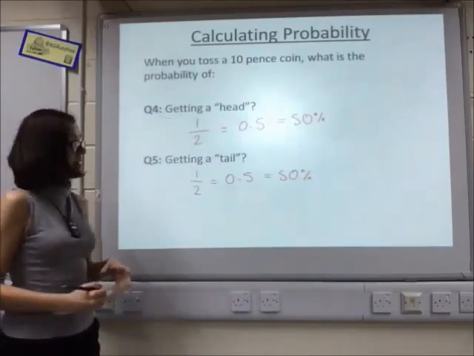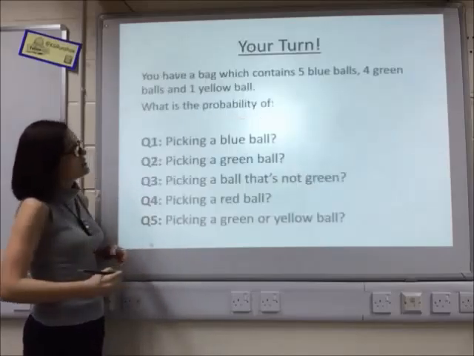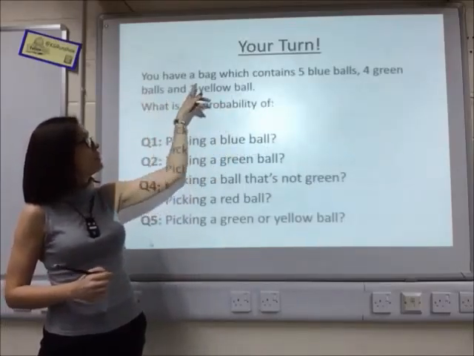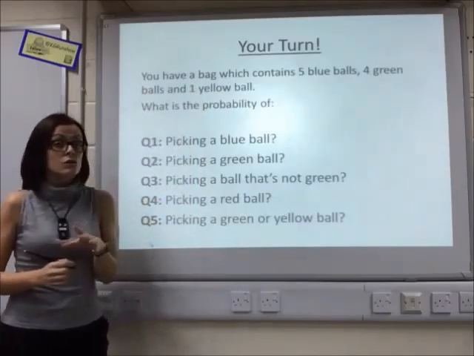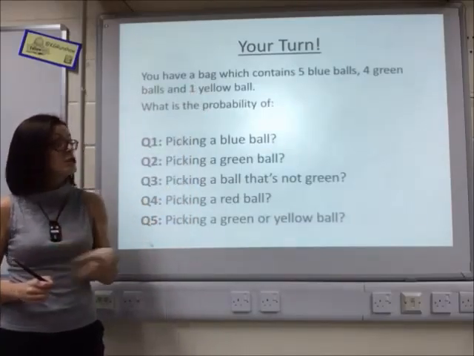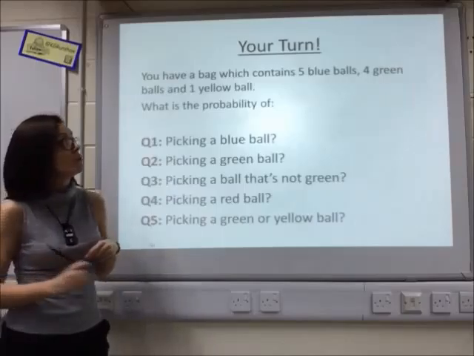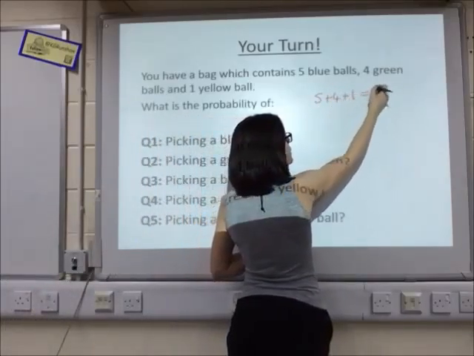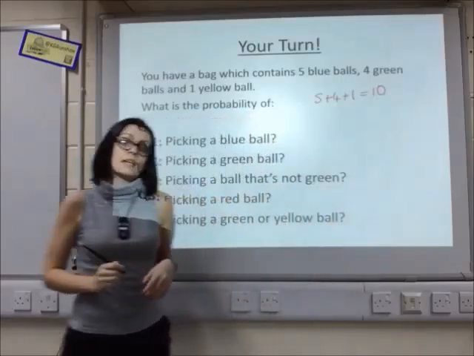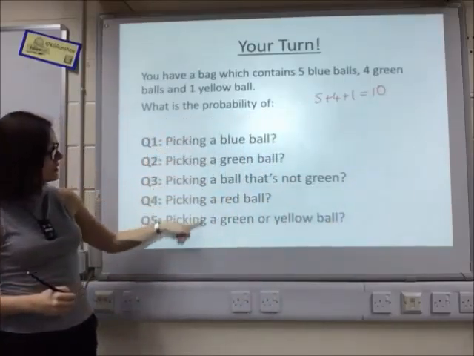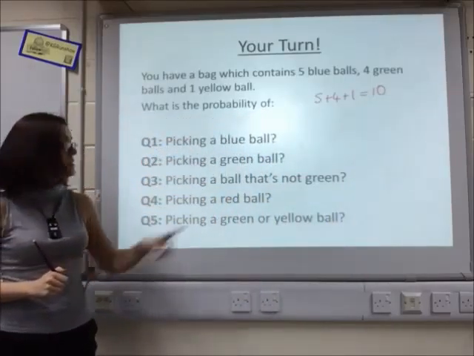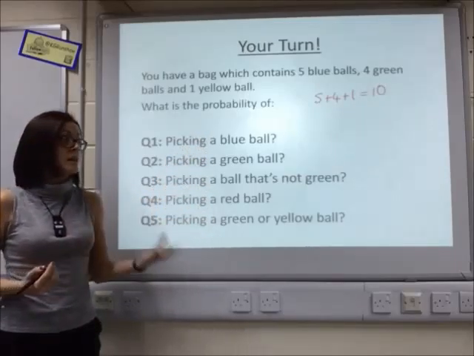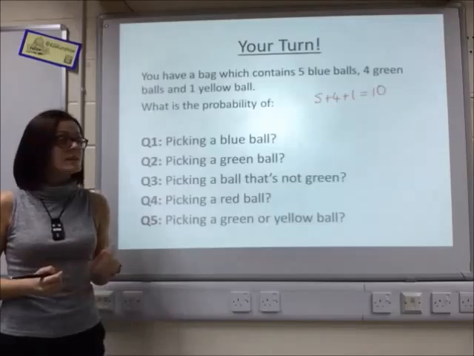So that's the basics. Now you give this one a try. So we've got a bag, it's got 5 blue balls, 4 green balls and 1 yellow ball in it. So check, hint, first thing to do, see how many balls you've got all together. So we've got 10 balls all together. See if you can use that information to work out the probabilities of each of those things happening. Press pause, give it a try, and when you want the answers, press play again.